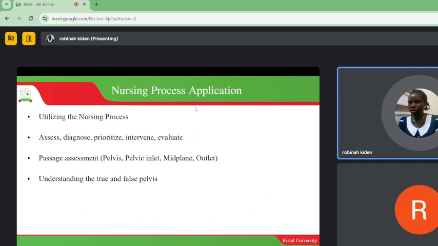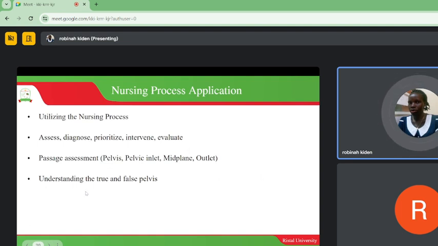Then nursing process application, utilizing the nursing process, is very, very important in this stage. You need to assess, diagnose, then prioritize on what is very important at that time, then intervene and evaluate. Passage assessment: assess the pelvis, the pelvic inlet, mid-plane, and the outlet plane. All these have to be assessed.